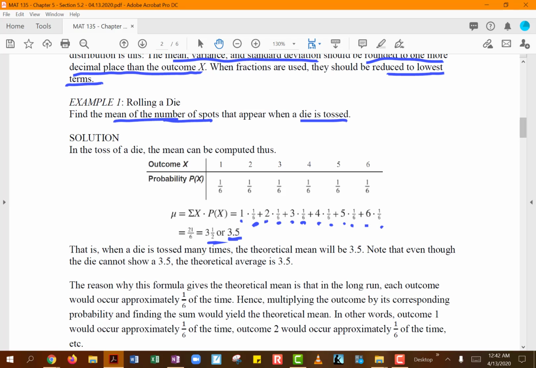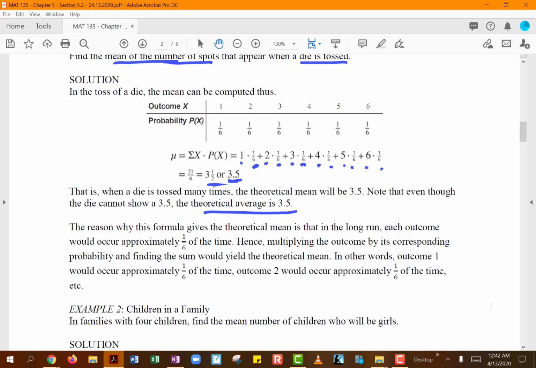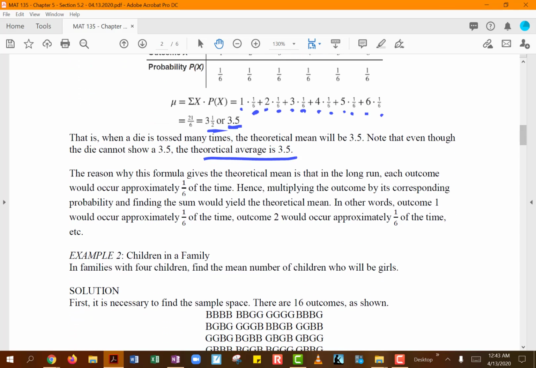mean number. So basically we are saying if you were to toss your die as many times as possible, or basically that idea of infinite number of times, the idea is your theoretical mean will be at 3.5. Now, of course, our die does not have the number 3.5, right? You're either going to get a 3 or the number 4, but again, we're saying theoretically, your average is going to be 3.5. So the reason why this formula gives us a theoretical mean is that in the long run, we know each outcome would occur approximately 1/6 of the time, right?